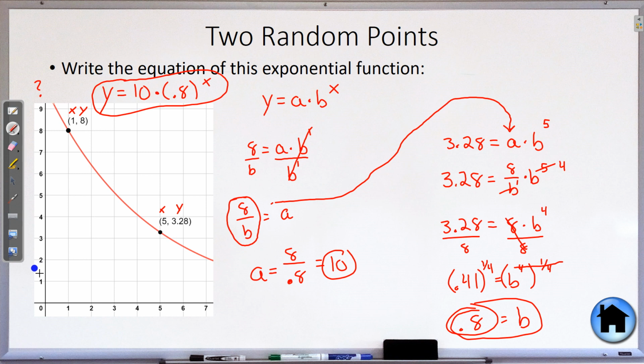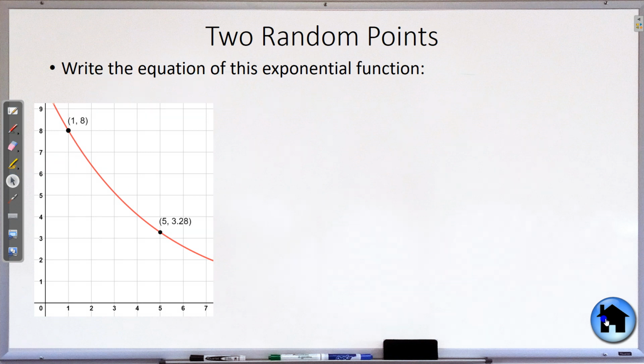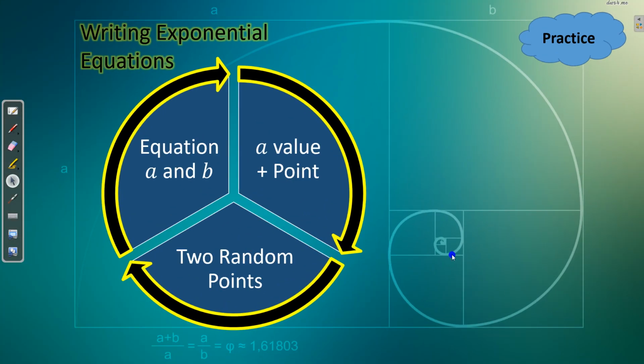So that one takes a little bit longer because you have less information. You don't get a variable for free. You have to work for all of it. So what we've done so far is we wrote the equation for an exponential function. It's easy if you're given a for free if you have the y-intercept, but if you don't, you have to do some substitutions to get that. But you're still using the same equation formula, y equals a times b to the x.